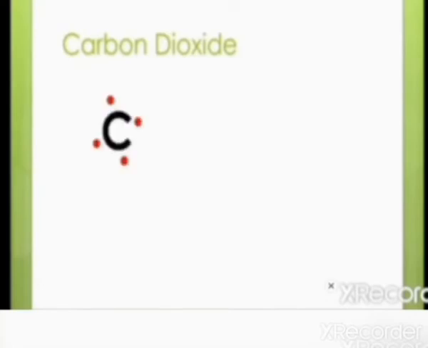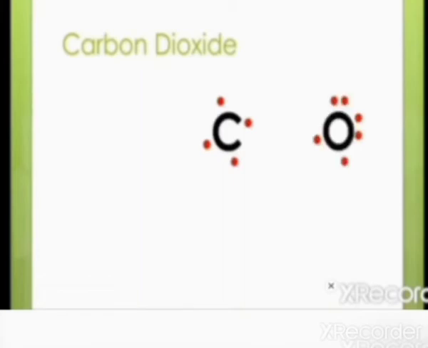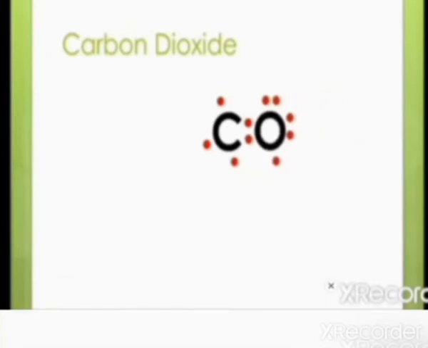Next example is carbon dioxide. Carbon has 4 electrons in its outermost shell. Oxygen has 6 electrons in its outermost shell. It needs 2 electrons to fill its octet. Carbon is the central atom. So when we attach one oxygen atom, it leaves the oxygen one electron short and carbon 3 electrons short.